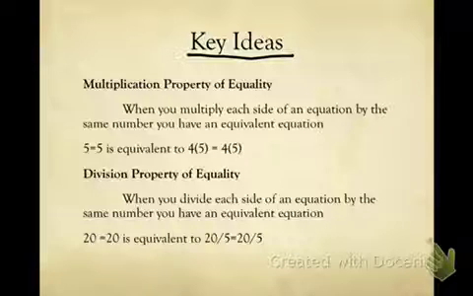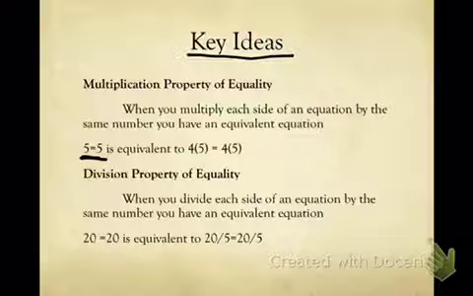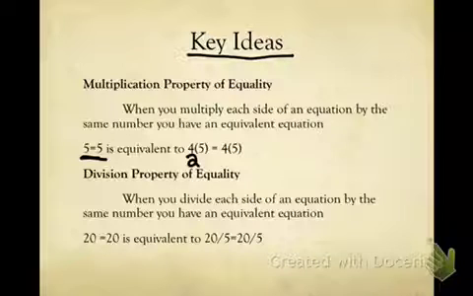So the multiplication property of equality says that when you multiply each side of an equation by the same number, you have an equivalent equation. So we all know 5 equals 5. That's going to be the same as 4 times 5 equals 4 times 5. So yes, we know 20 equals 20. So remember, you can't play favorites. Whatever you do to one side of the equation, you have to do to the other.